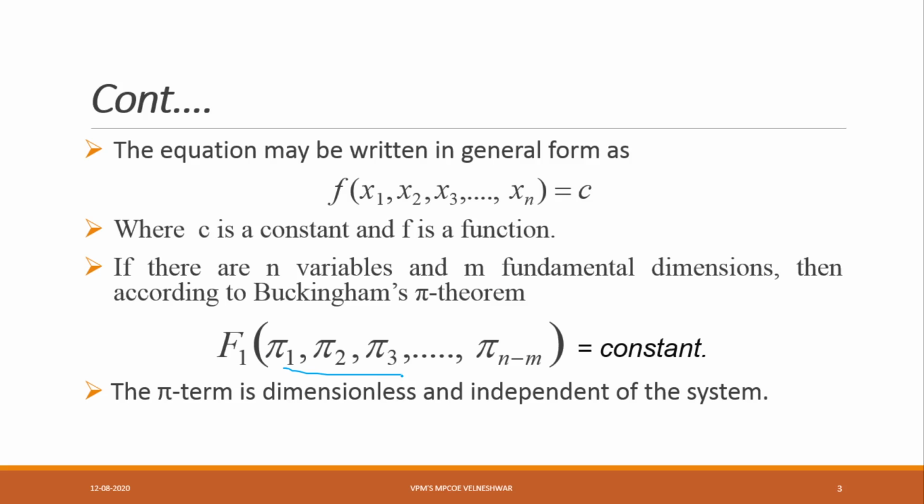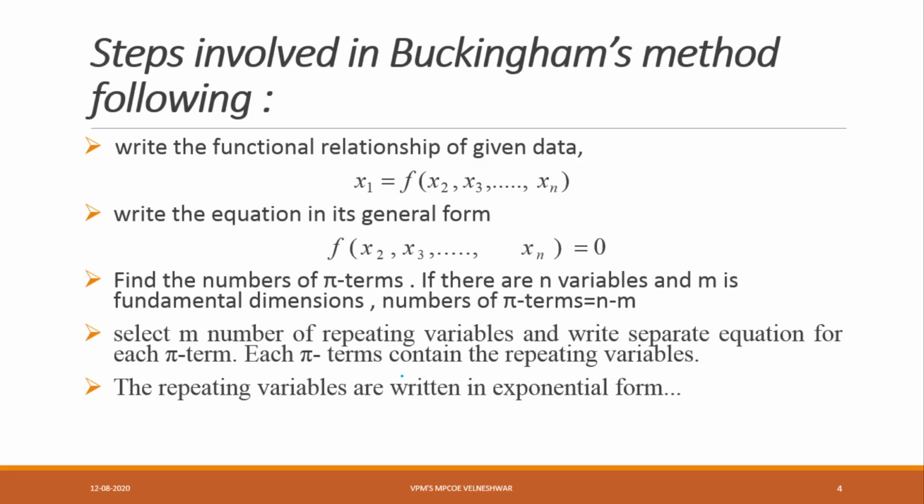Because what is our topic name? Buckingham's pi theorem. Now, the steps involved in Buckingham's method. First of all, write the functional relationship for the given data, whatever the relation is, in this form: x1 is equal to f of x2, x3 and so on up to xn. Write the equation in general form, that is, f of x1, x2, x3 and so on up to xn is equal to 0.